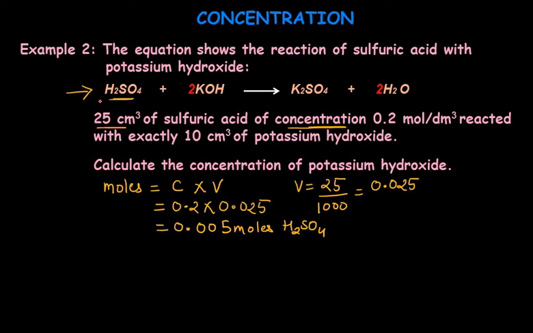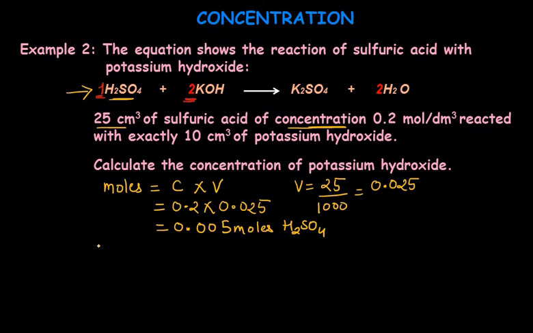Now let's have a look at the equation again, which shows the ratio of 1:2 for the sulfuric acid and KOH. So that shows that if we use 1 mole of sulfuric acid, we need double the moles of potassium hydroxide.